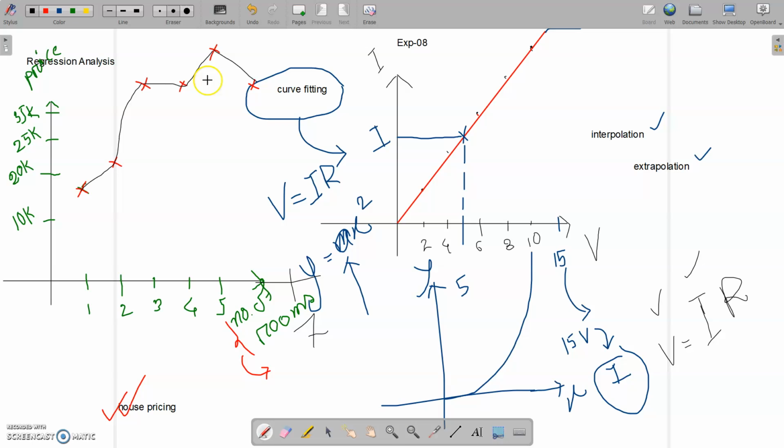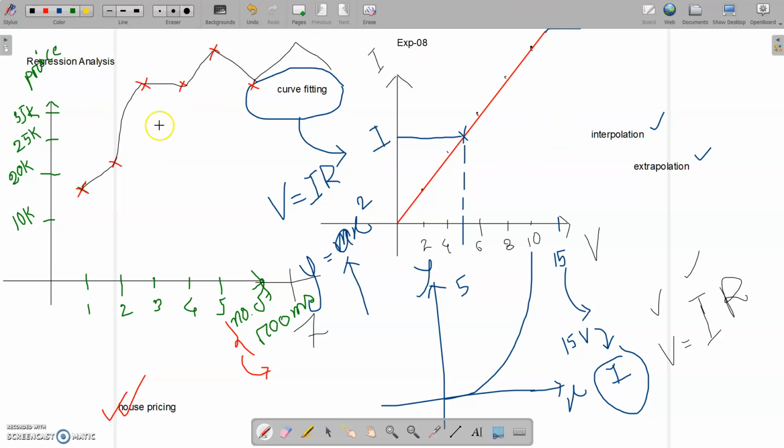Say for example, it is going this way, then should I go upper or lower? You are trying to fit the curve this way, then you are not sure where the value for 7 bedrooms should go, okay. So what is a better option to fit data like this?